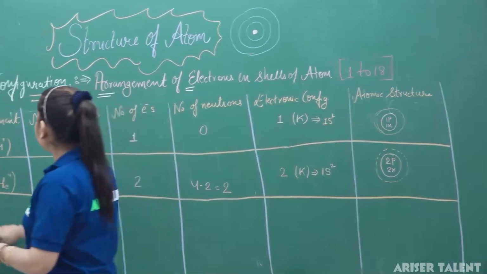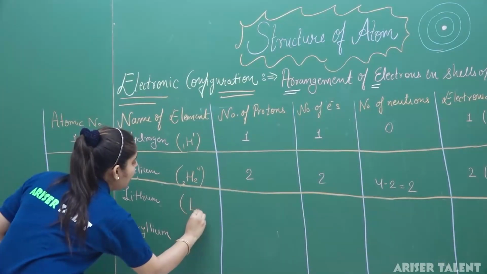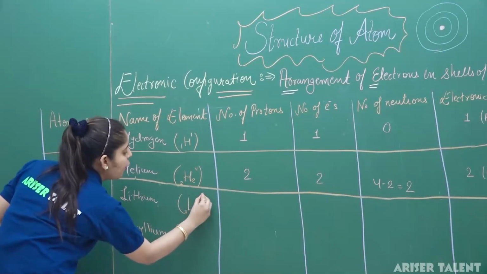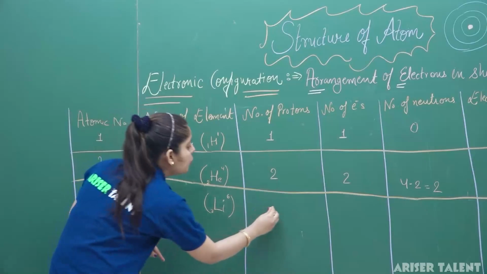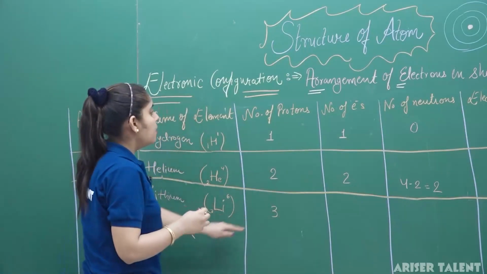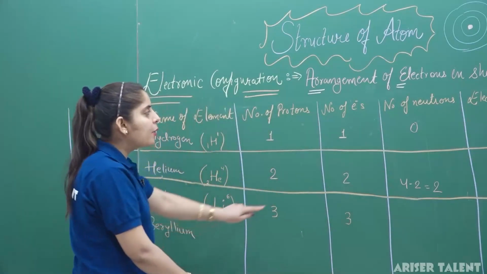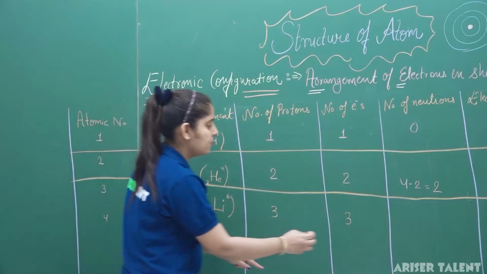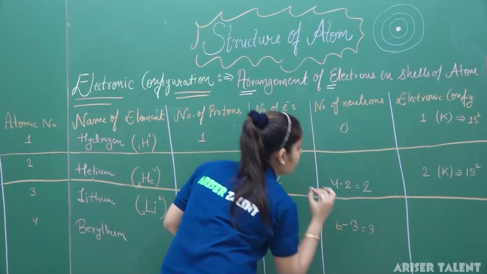Now, our third element is lithium. Lithium has the symbol Li. It has atomic number 3 and atomic mass 6. So, the number of protons will be 3. Number of electrons will also be the same. Now we want to calculate the number of neutrons. Number of neutrons will be 6 minus 3, that is equal to 3.